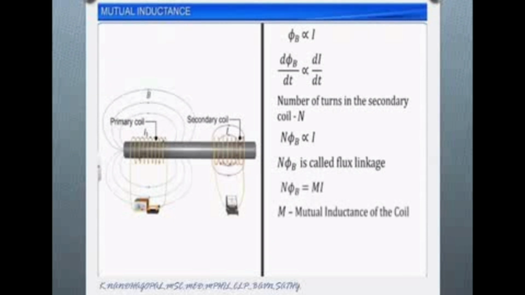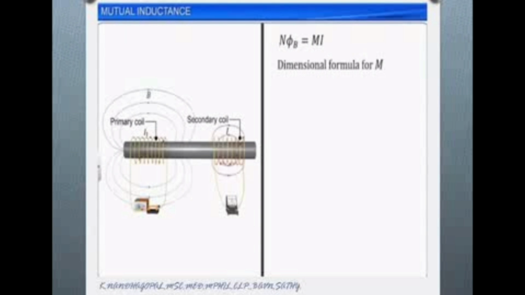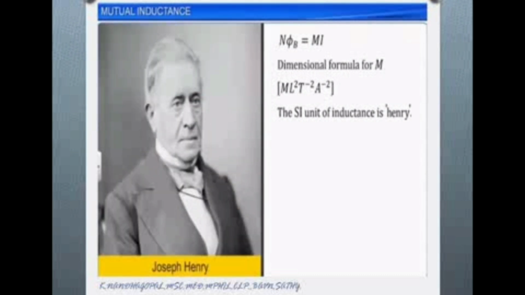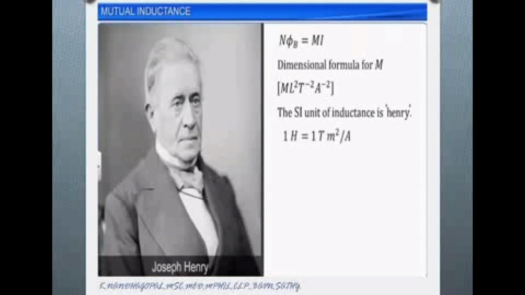Equating that, you have to multiply by a constant. That constant is M. M is called the mutual inductance of the coil. The dimension formula for M is M L² T⁻² A⁻². The SI unit of inductance is the Henry. Self-inductance and mutual inductance both have the same unit, Henry. So 1 Henry equals 1 T m² per ampere.